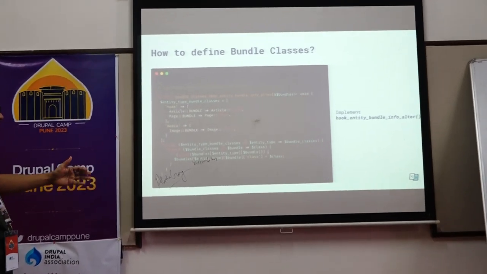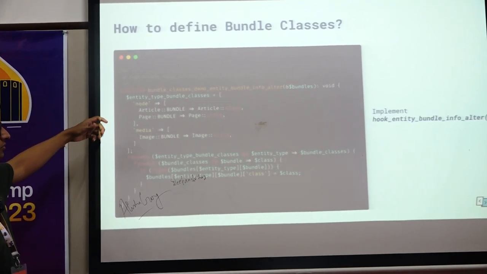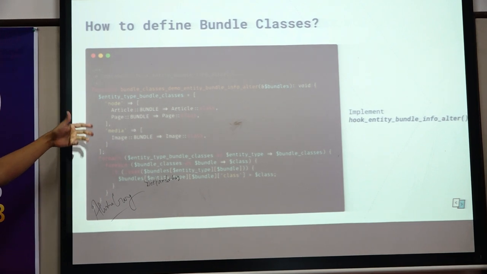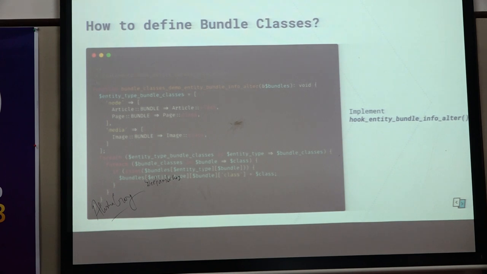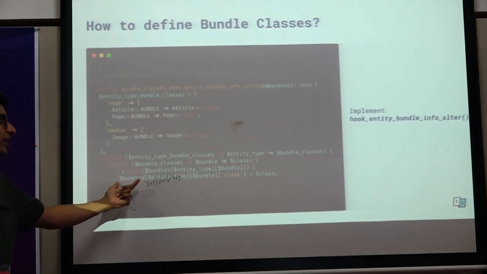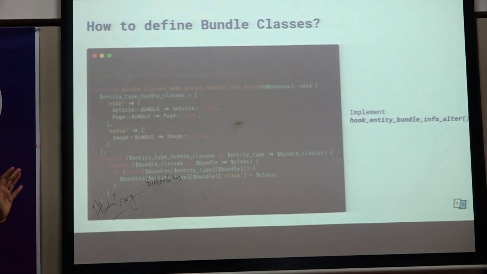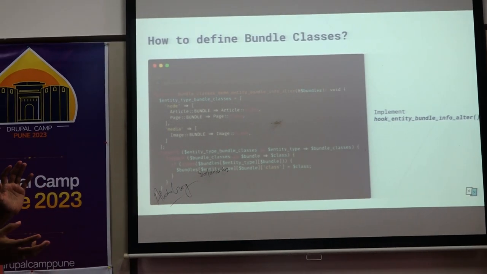Here you can see I'm defining the bundle classes for all the entities and bundles. This is the node entity, and then we have article content and page content. Similarly for media, I have image and media type nodes. Whenever the bundle matches, Drupal replaces it with this particular class, and takes care of calling it and all the processing. So this is about defining the bundle class.